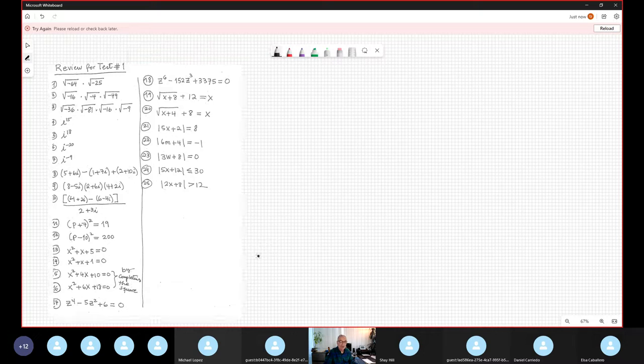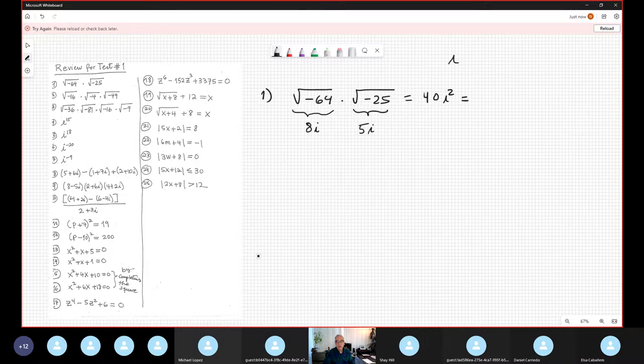This is typical. If you understand this review very well, you get 100 points in this test, okay? Actually, some students already sent me the test. Question one: square root of negative 64 times square root of negative 25. Remember, when you have a square root of a negative number, it's an imaginary number. You compute the square root of positive 64, which gets 8, and multiply by i because it's the imaginary unit. Likewise, this is 5i, and together the multiplication is 40i squared. But never leave it like that, because i squared is negative 1, therefore the answer is negative 40. End of story.